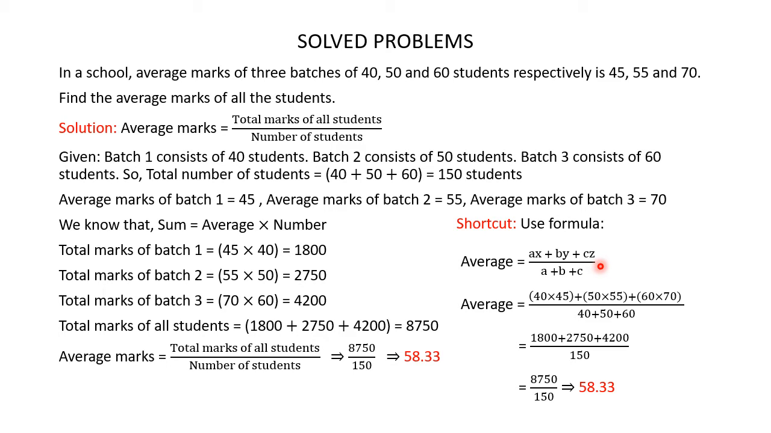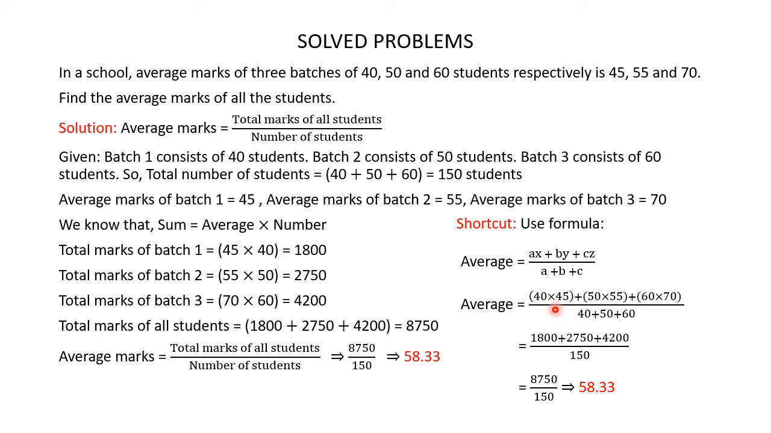Here a, b and c are the number of students in the batches. x, y and z are their respective average marks. So substituting these values in the formula, we'll get average is equal to 40 multiplied by 45 plus 50 multiplied by 55 plus 60 multiplied by 70 divided by 40 plus 50 plus 60.